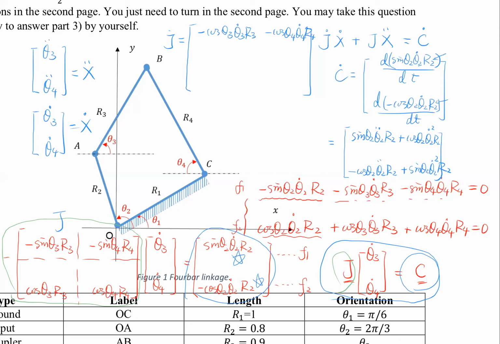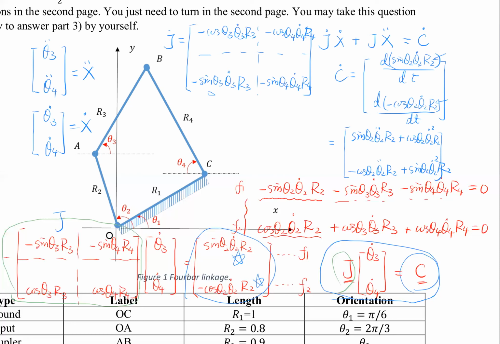All right, so then we can do the same thing to calculate the second row of your J dot. Cosine theta 3 R3 becomes minus sine theta 3 dot R3. Again, due to symmetry, you just change this subscript. So you copy this term to the last term, and then change all the 3's to 4. You have minus sine theta 4 dot R4.